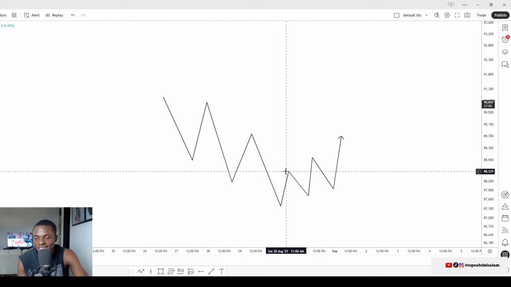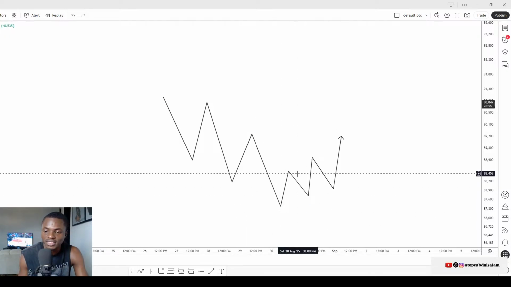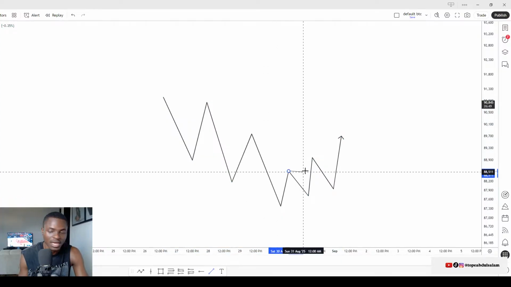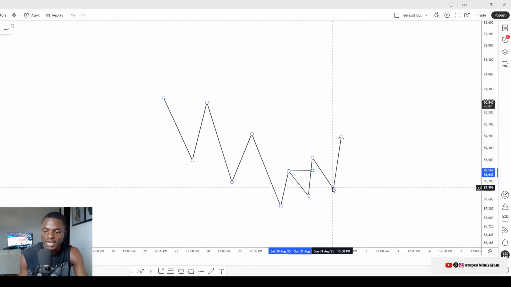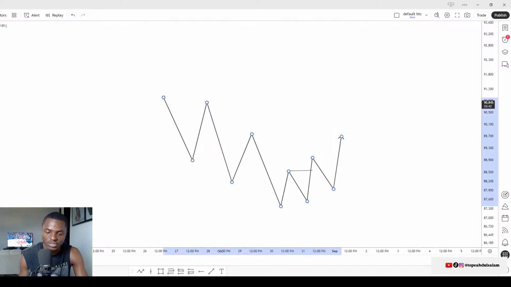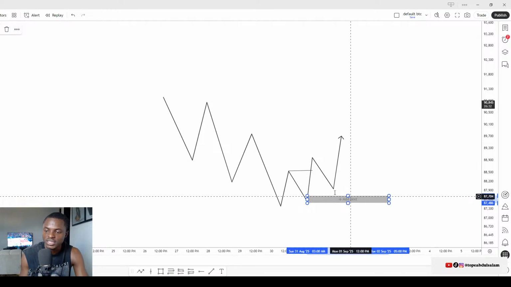So some people will mark this as their break of structure. Let's say you are waiting for reversal. Some people will mark this as their break of structure, and they will mark here as their inducement, and here will be their point of interest. Here will be their point of interest, and they will mark this as their inducement.